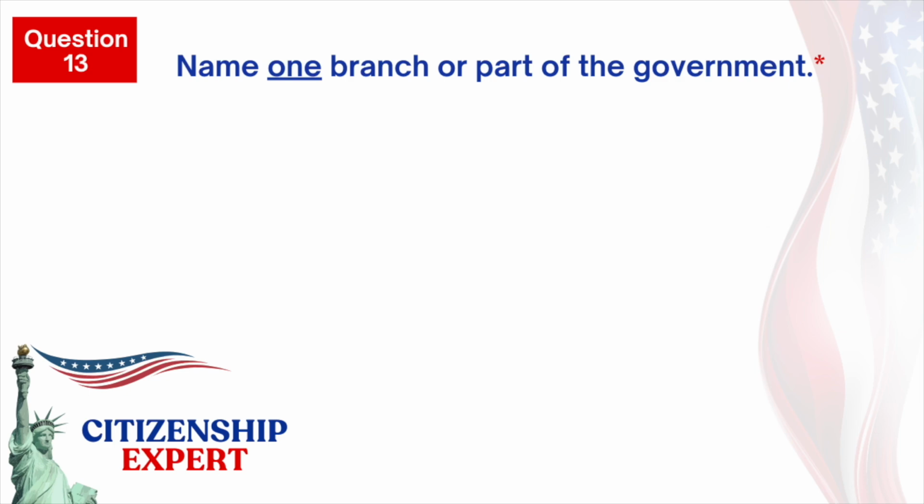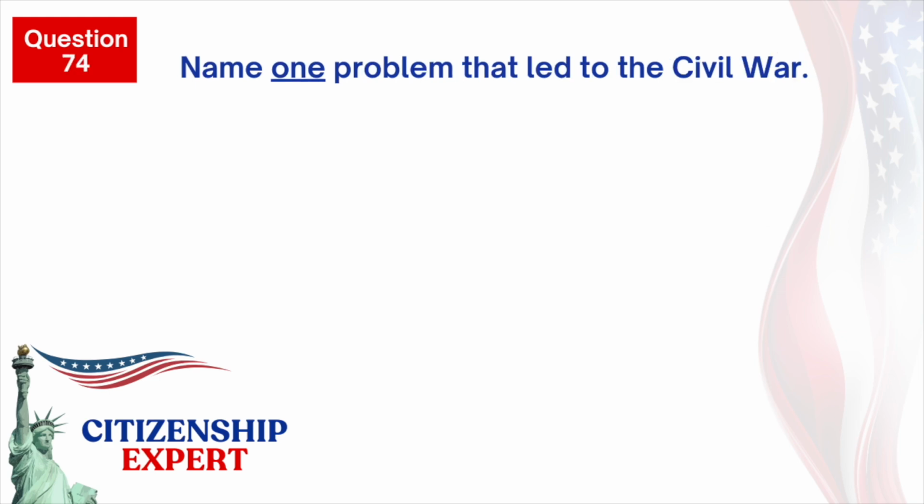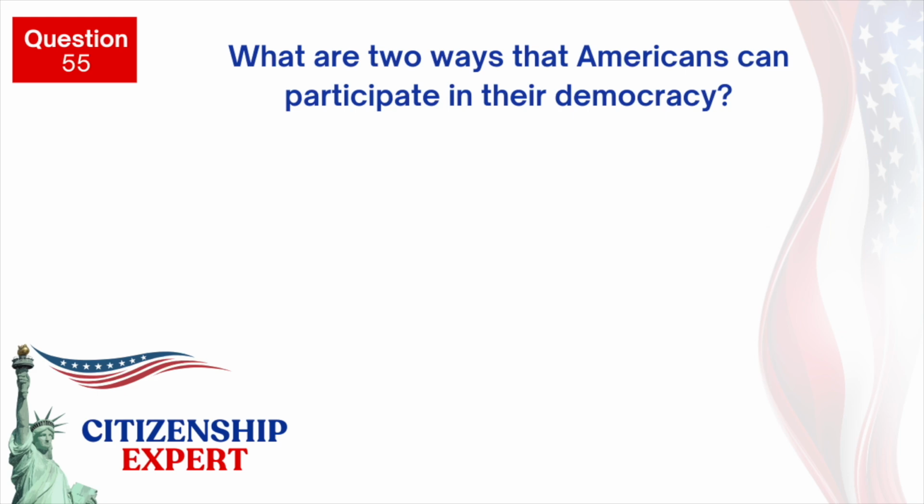Name one branch or part of the government. Congress. Name one problem that led to the Civil War. Slavery. What are two ways that Americans can participate in their democracy? Vote. Join a political party.